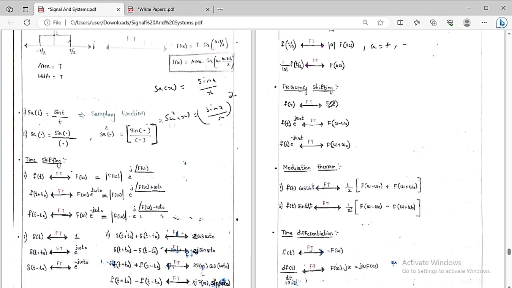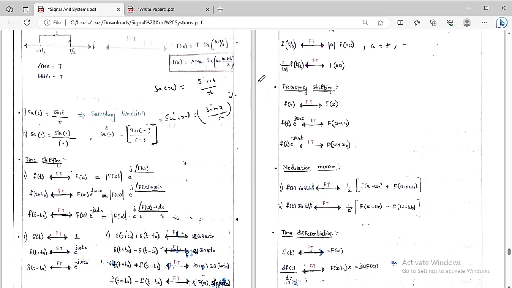Now the next property, which is frequency shifting. Frequency shifting means you are shifting the signal in the frequency domain. Then we need to figure out what happens in the time domain. For f of t, the Fourier transform is F of omega. Then for F of omega minus omega naught, the inverse Fourier transform is f of t into e to the power of j omega naught t. And for f of t into e to the power of minus j omega naught t, the Fourier transform is F of omega plus omega naught.